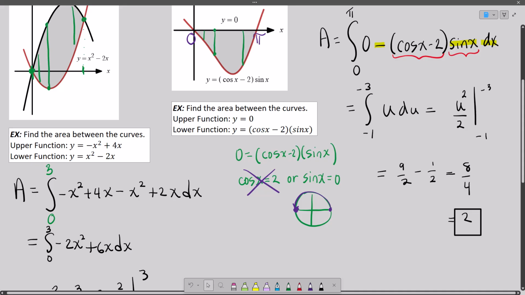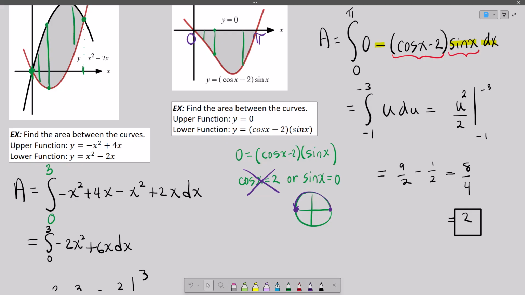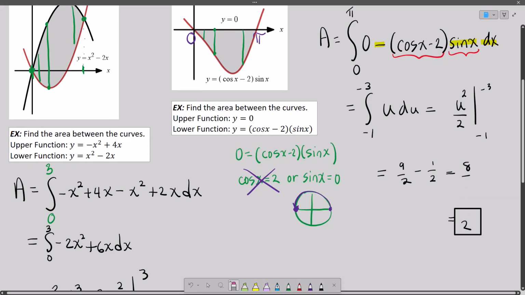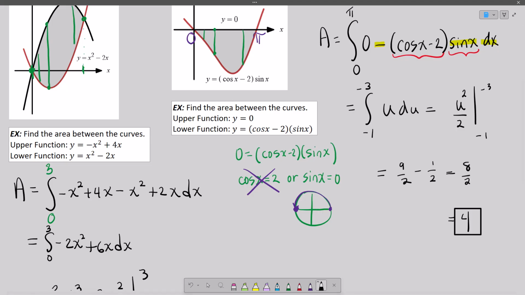Did I subtract wrong? Oh, thank you. I could tell right away. I saw the face. So we get 4 units. Thank you.